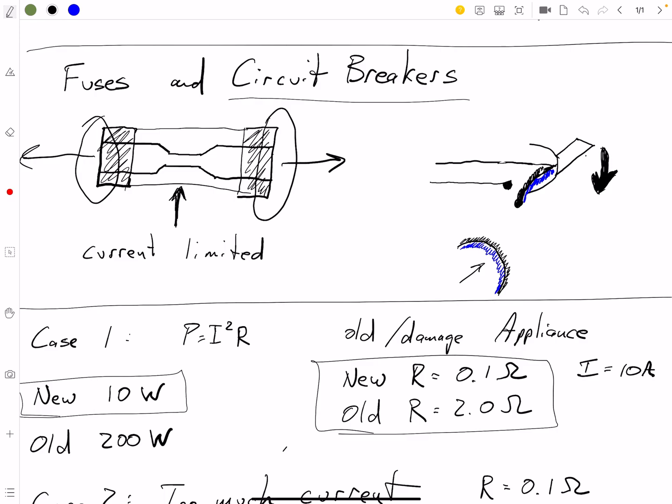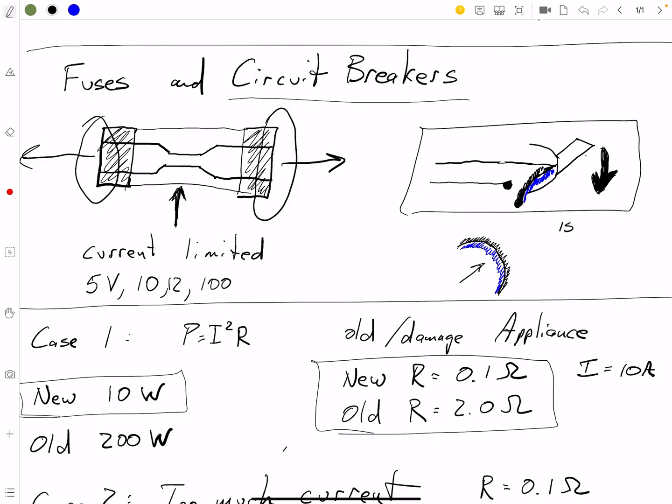So you can get different ones. You can get 5-amp fuses, 10, 12, 100. You can get all kinds of fuses. And the same thing goes for circuit breakers. On a house, 15, 30, those are common. Sometimes you'll see a 20 amp fuse. So yeah, those are common.